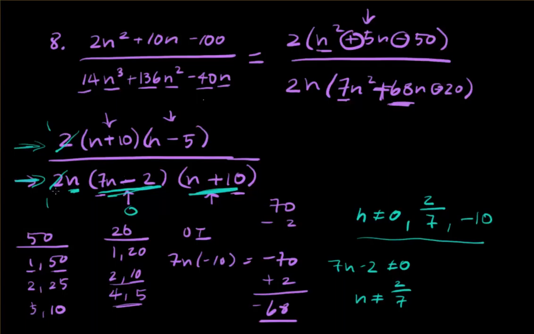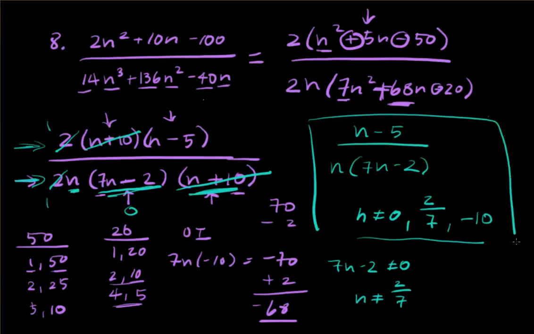Okay, so 2 and 2 gets taken out, and then n plus 10 and n plus 10. So in the numerator, we have an n minus 5, and in the denominator, I have an n times 7n minus 2. Okay, just make sure. N minus 5, n, 7n minus 2. Yes, I got it right. And so, there we go. That's the final answer. Okay, good job.